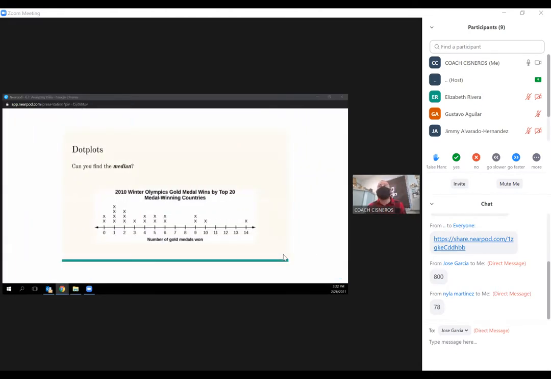Are you able to find the median in a dot plot? Aren't they already listed in order from least to greatest? There's 2 zeros, there's 4 ones, there's 3 twos. Could I not very hard find the median? They're already in order. I don't really need to do that.